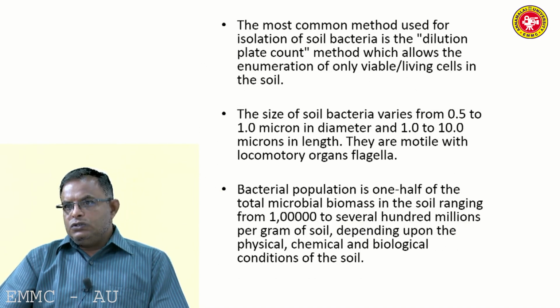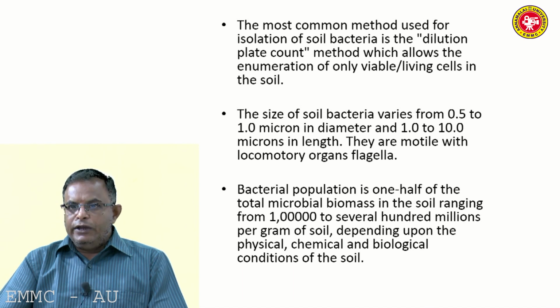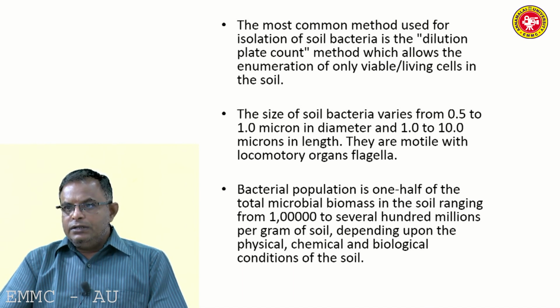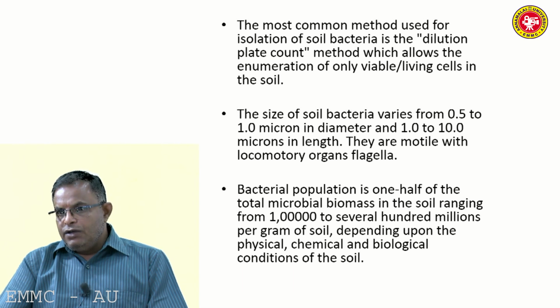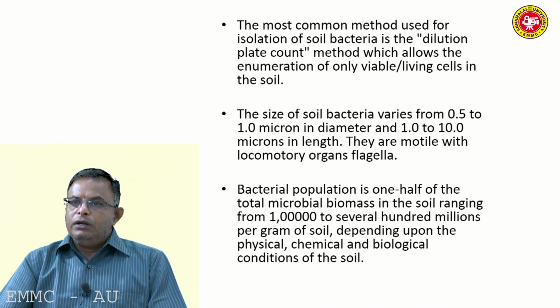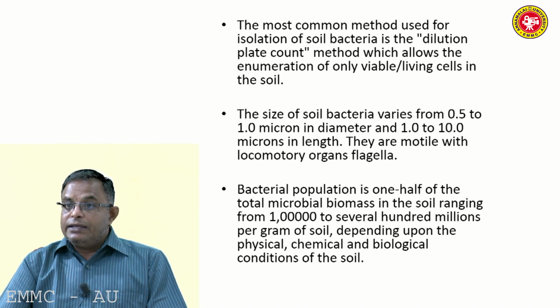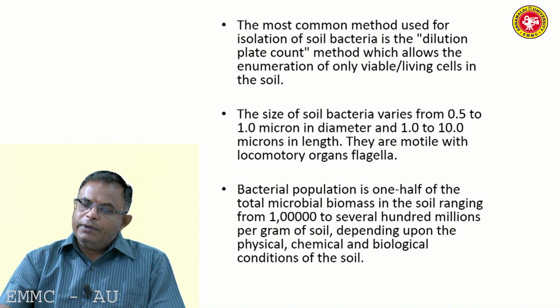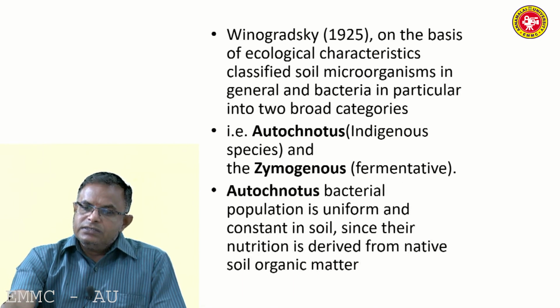The most common method used for the isolation of soil bacteria is the dilute plate count method, which allows the enumeration of only viable counts in soil. The size of soil bacteria varies from 0.5 to 1 micron in diameter and 1 to 10 microns in length. They are motile with locomotive organs called flagella. Bacteria have the highest population among microbes, more than 1 million to several hundred millions per gram of soil, depending upon the physical, chemical and biological conditions of the soil.